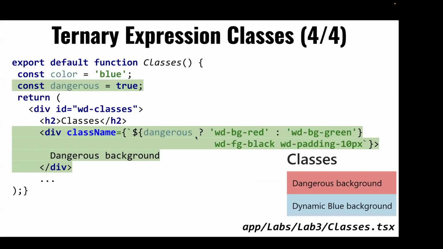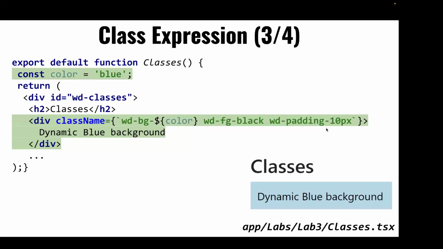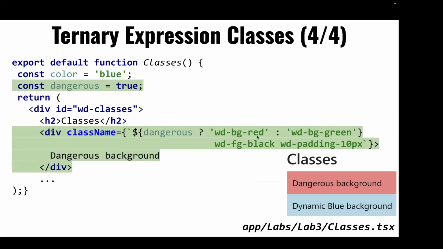Or the expression could be some ternary expression that, based on some Boolean expression or Boolean computation, evaluates to red or green. Notice that this curly bracket and dollar sign is an expression that then gets concatenated with other CSS in there, black and padding. So all this gets evaluated into either the string WBG red, concatenated with black foreground and padding, or green background with black and padding.